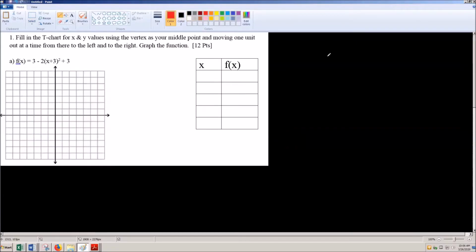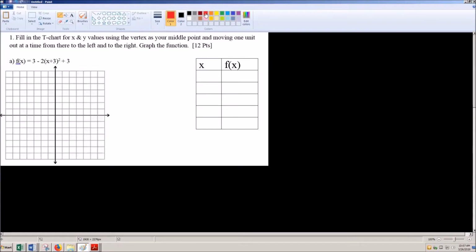All right, so the first one says fill in the t-chart for x and y values, and then also just graph the thing on the left using the middle point, aka the vertex, and moving 1 point out at a time from there. So here's where we want to do the thing where we scoot to the left, scoot to the right. So let's start here with looking at this thing.